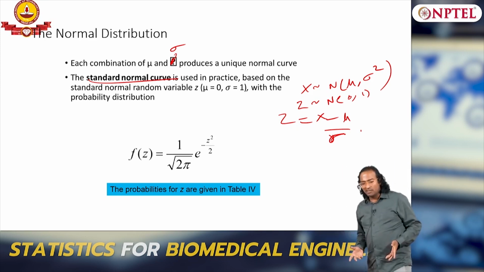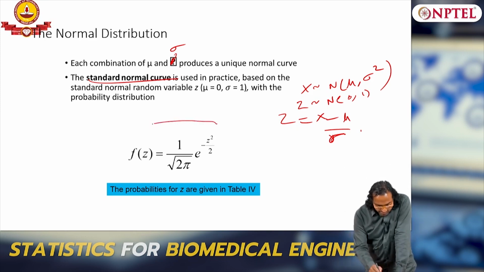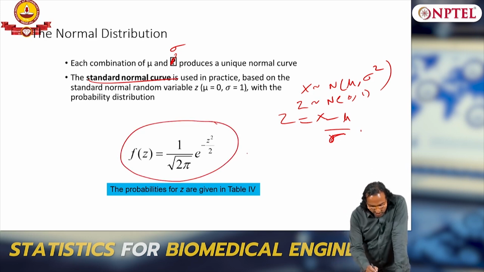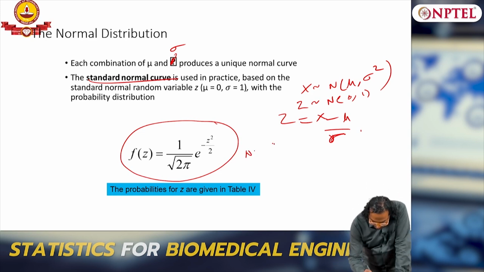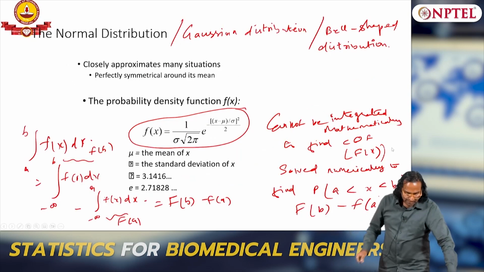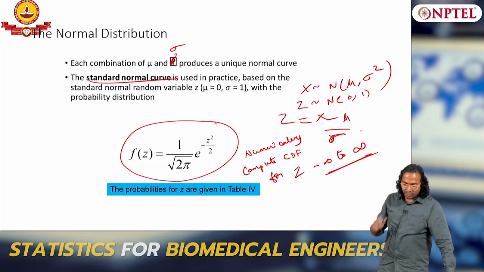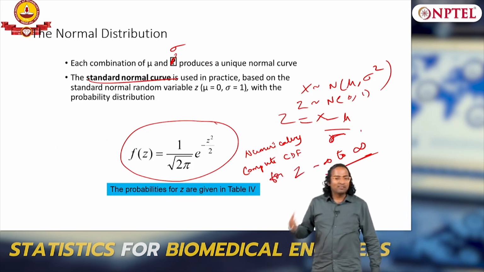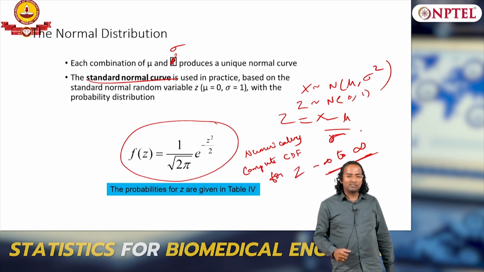Why is it important? Now I need to solve for only one equation, and I can do this numerically. Numerically compute the CDF for z from minus infinity to infinity. Notice this equation is a continuous curve valid from minus infinity to infinity. So I can compute the CDF from minus infinity to infinity for this one equation.